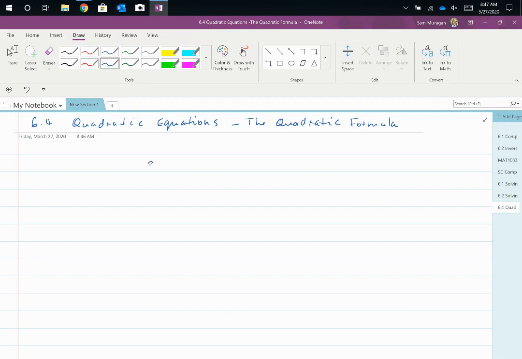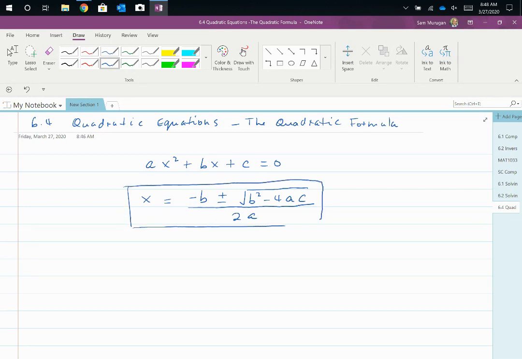So if we have a quadratic equation of the form ax squared plus bx plus c is equal to 0, the solutions for x are given by this formula: x equals minus b plus or minus the square root of b squared minus 4ac, divided by 2a. This is known as the quadratic formula.